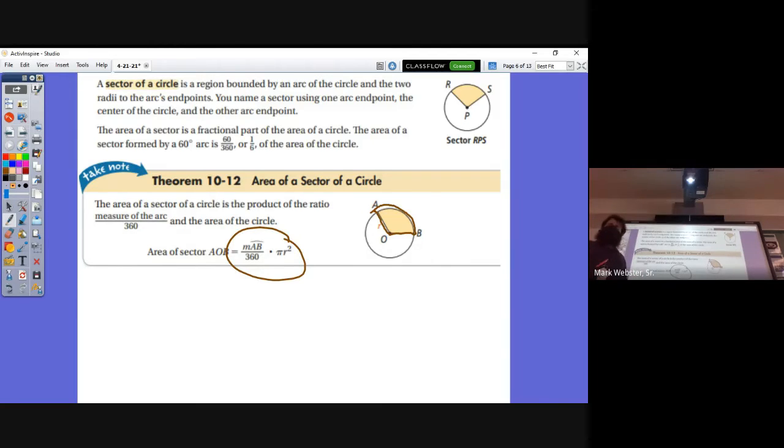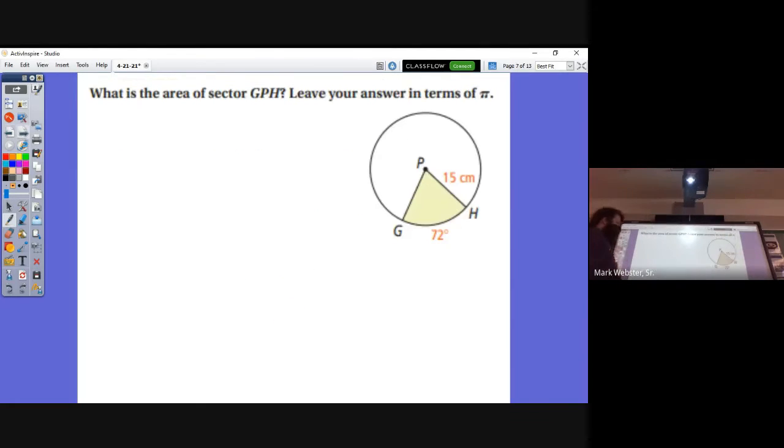What fraction of the area of the circle are we working with, right? What do we want? So find the area of the circle and then multiply it by that fraction. And that's all it is. The angle over 360 times the area of the circle. All right? So let's go ahead and use this.